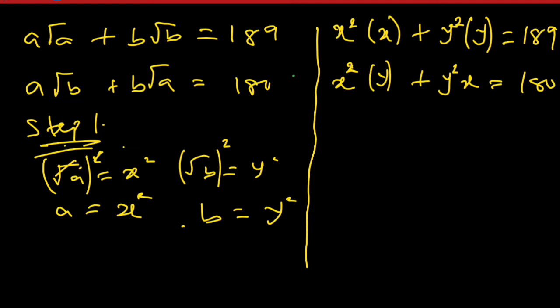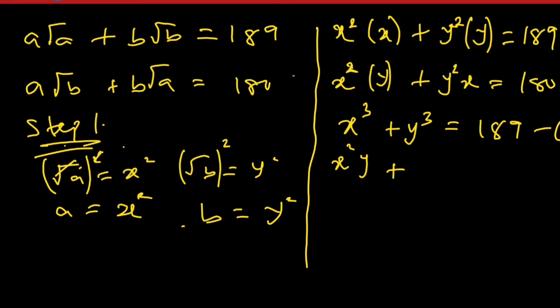Now I can easily write these two equations in an easy way, whereby I'll have x cubed plus y cubed equals 189. That is my equation 1. And then I'll have x squared y plus y squared x equals 180. That is my equation 2. Now let's take these two equations and solve them simultaneously.